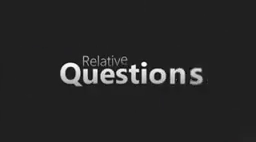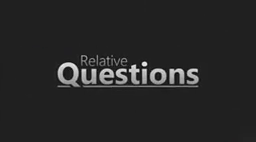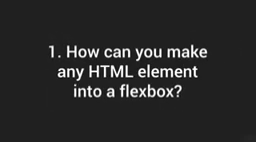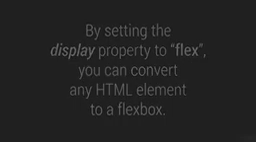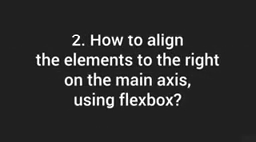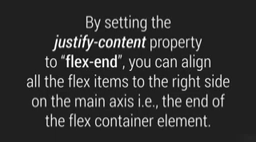Now let's talk about related questions. So first is, how can you make any HTML element into a flex box? By setting the display property to flex, you can convert the HTML element to flexbox. The second question is how to align the elements to the right on the main axis using flexbox. So by setting the justify content property to flex end, you can align all the flex items to the right side on the main axis, that is the end of the flex container element.